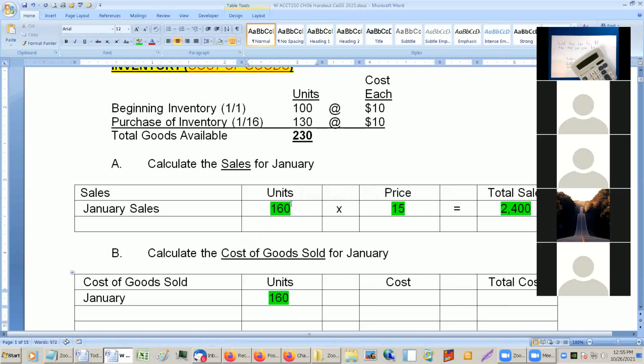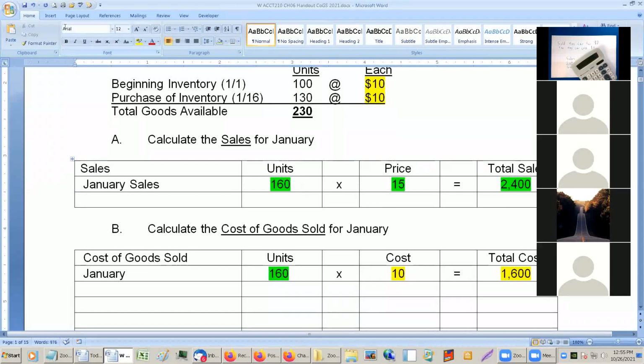The units will be exactly the same. And the cost for each one was 10, yep, 10. So these are the costs we have for each of those. So this will be the cost. That will equal 1,600, I think. And so this is the cost of what went out, right? This is what left the place.